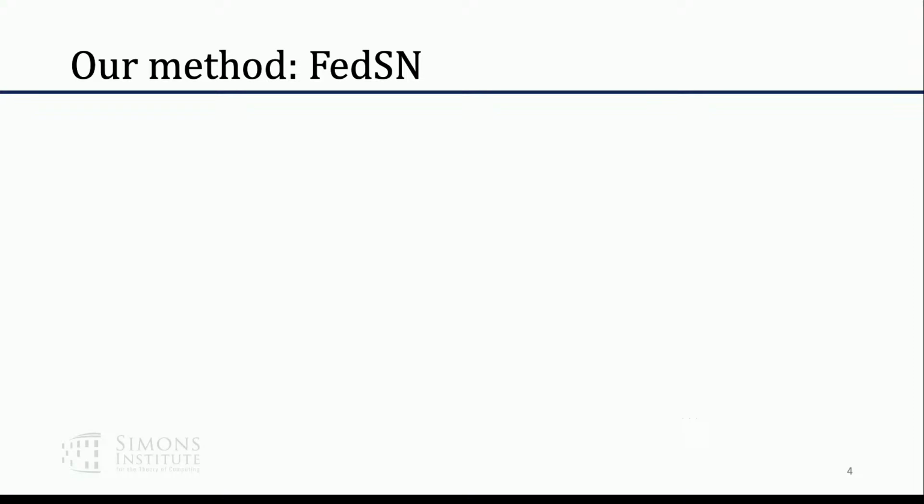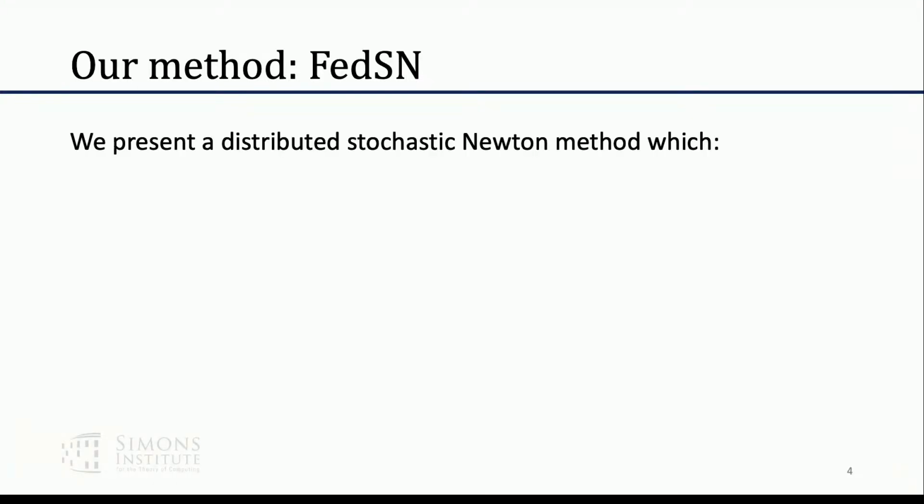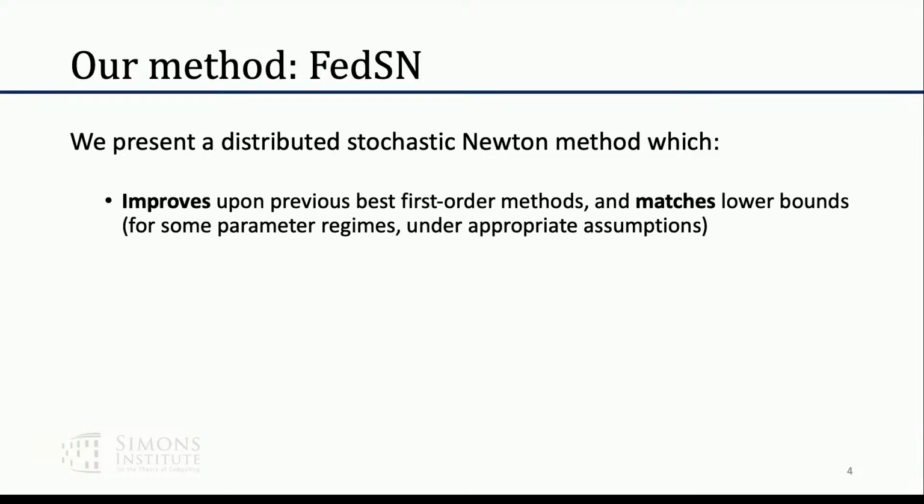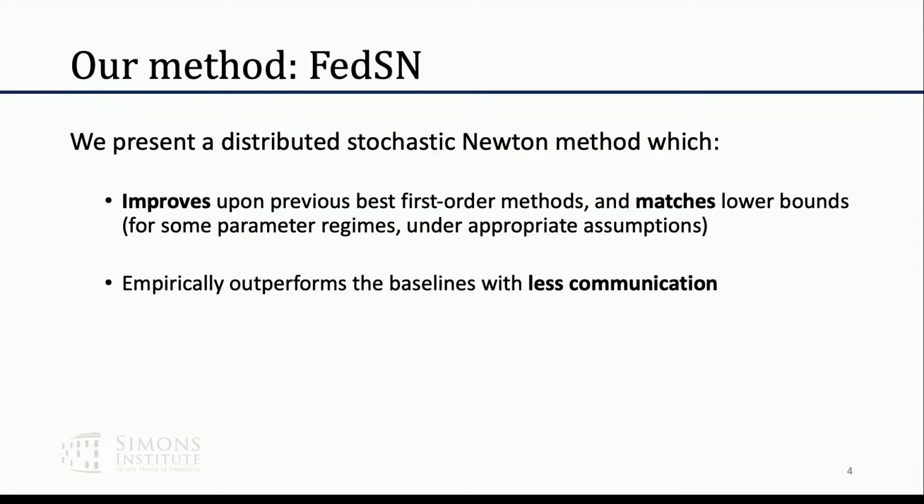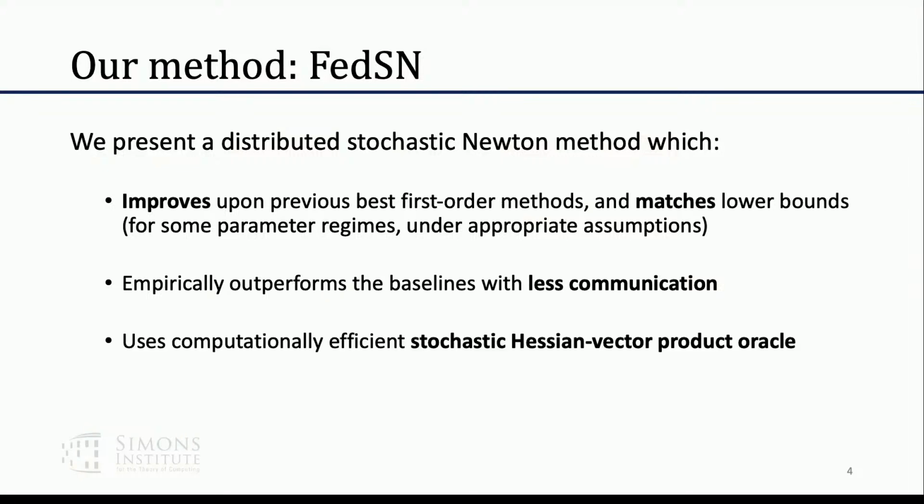So we'll take a look at our method, federated stochastic Newton, or FedSN, which is a distributed stochastic Newton method, which improves upon previous first-order methods, and under some assumptions, matches some lower bounds. And again, these are with some asterisks for particular parameter regimes and under the appropriate assumptions. We also see empirically that we outperform baselines, particularly when we have limited amounts of communication.